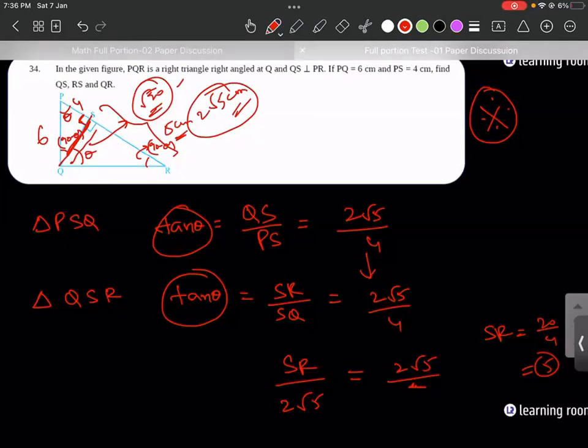Got it? So now you know two sides of a right angle triangle. Obviously, you can find the third side. You will not get this idea.